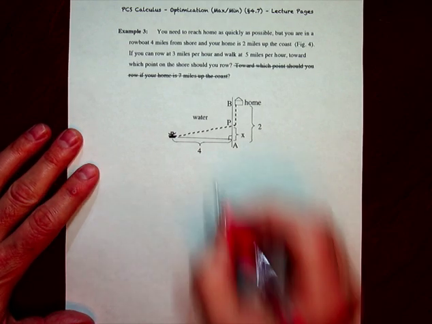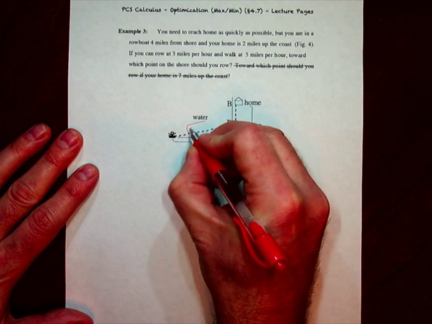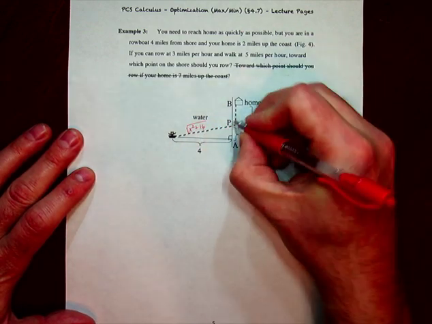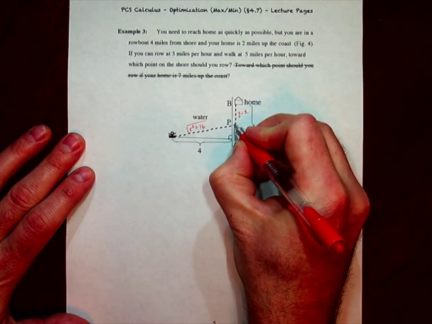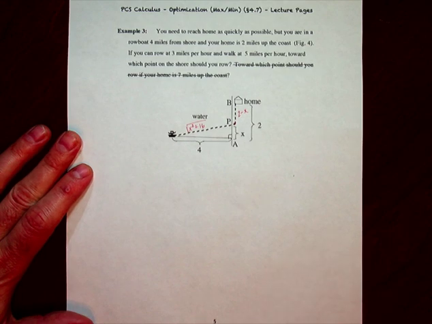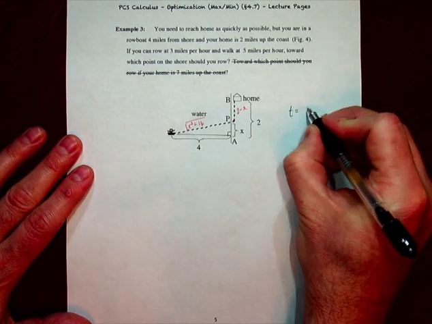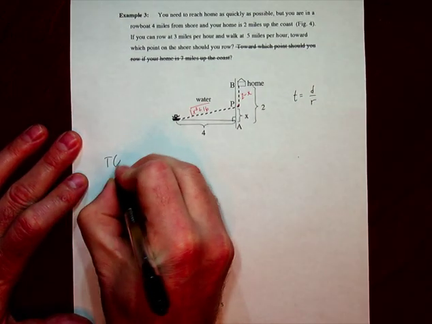Now, I notice that if this is x and this is 4, then this is the square root of x squared plus 16, just a little bit of Pythagorean theorem. And this is 2 minus x, the distance between this point, which they're calling P, and home. Again, I'm going to be using the formula of distance over rate, and I'm not going to break it down. I'm just going to go ahead and do it.